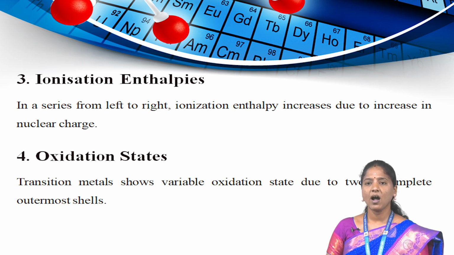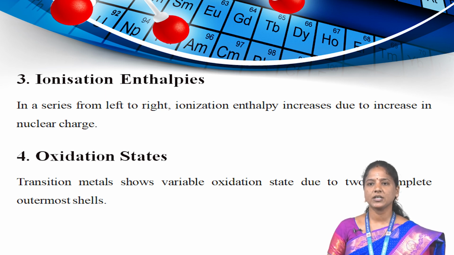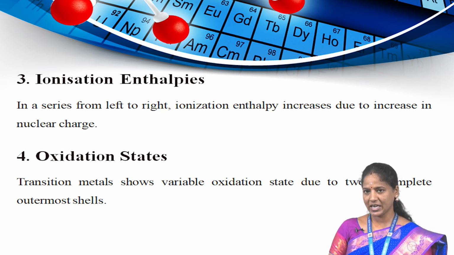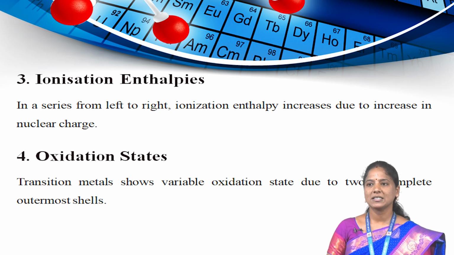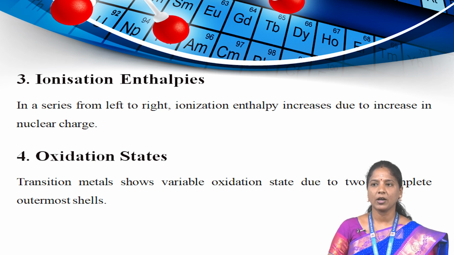Fourth one, oxidation state. The transition metals show variable oxidation states due to two incomplete outermost shells. The stable oxidation states of the first row transition metals are: scandium with oxidation state +3, titanium +4, vanadium +5, chromium has two oxidation states, first one +3 and then +6.